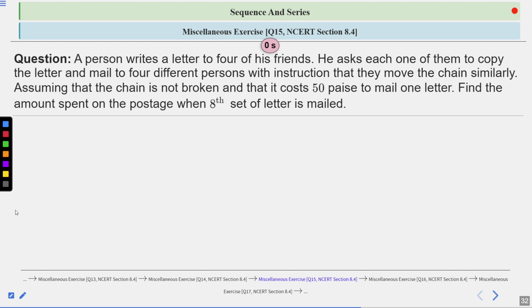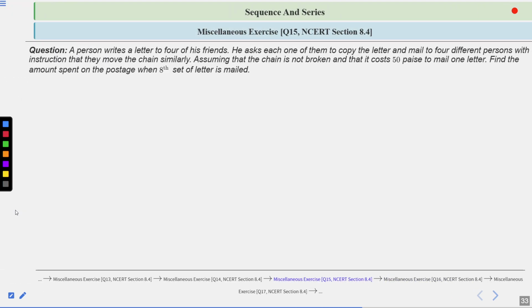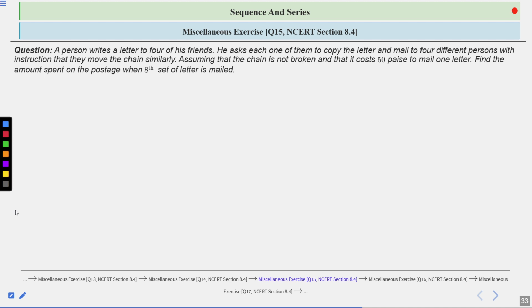Okay, so let us move to the solution part now. The question is, a person writes a letter to four of his friends. He asks each one of them to copy the letter and mail it to four different persons with the instruction that they move the chain similarly. Assuming that the chain is not broken and it costs 50 paise to mail one letter, find the amount spent on the postage when the eighth set of letters is mailed, right? So let's see the solution part now.